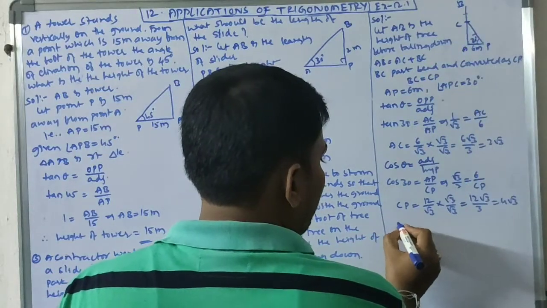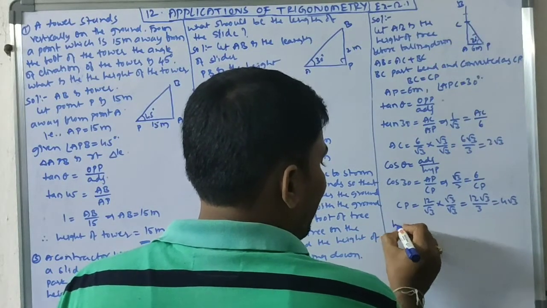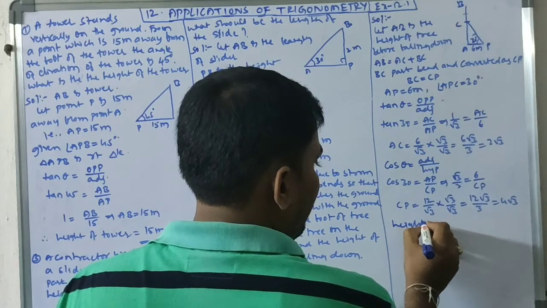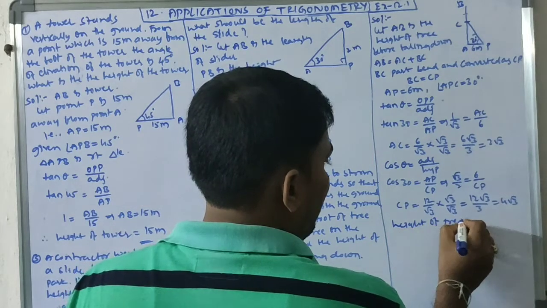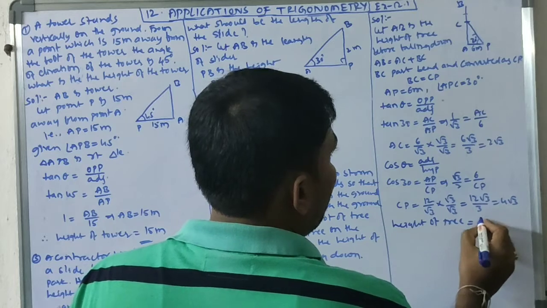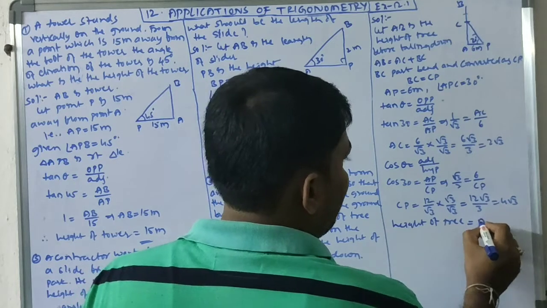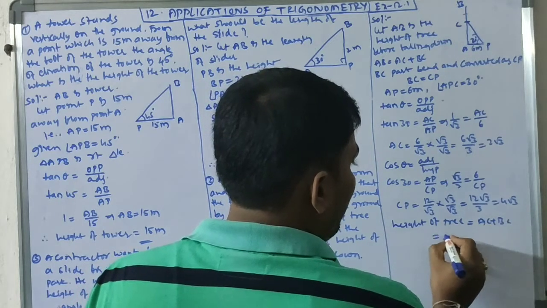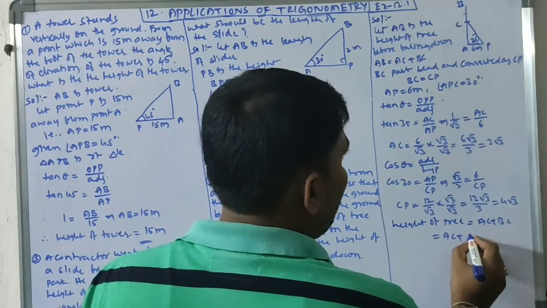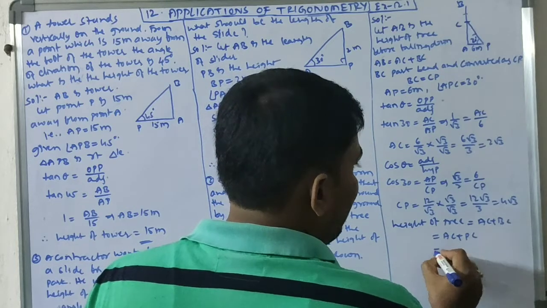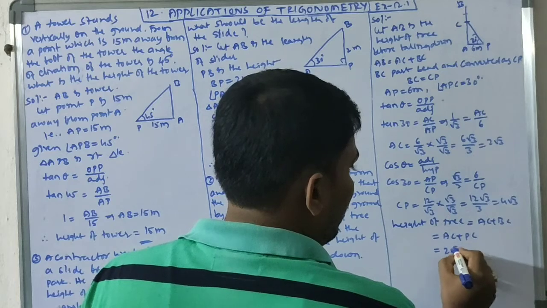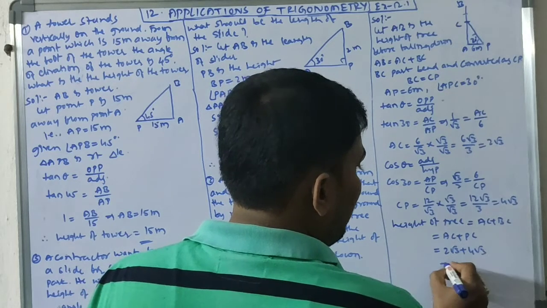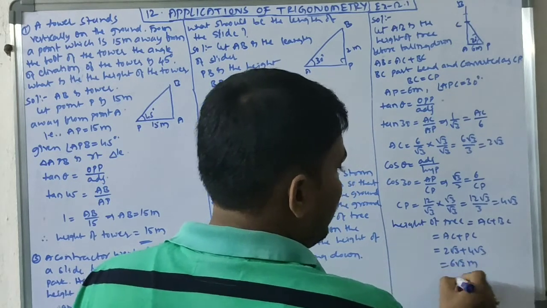Overall, the height of the tree AB equal to AC plus BC. So AC plus BC equal to AC plus PC. AC equal to how much? 2 root 3. PC equal to 4 root 3. So the height equals 6 root 3 meters. So this is the required solution.